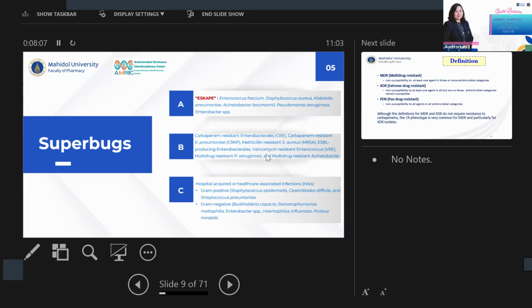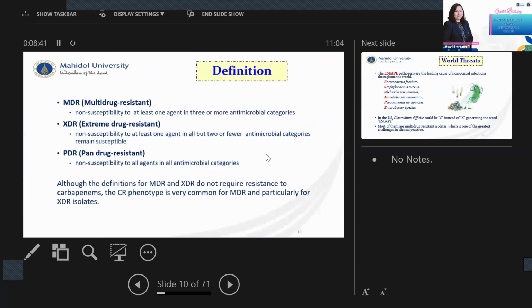Along with our other group of bacteria like CRE, carbapenem-resistant Enterobacteriaceae. And we found some other bacteria in another group, mostly related to hospitals, right? We call it hospital-acquired or healthcare-associated infection, which means that patients who stay long in hospital have a high chance of getting infected by these superbugs. So for the superbugs, we know about ESKAPE and other bacteria, right?